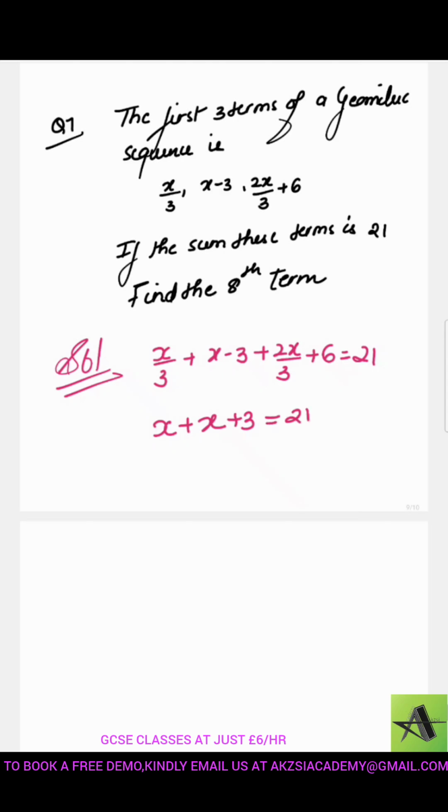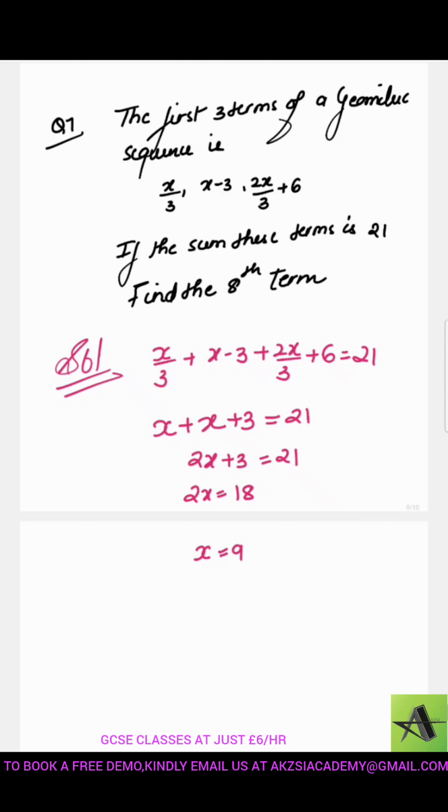This is equal to 21. So 2x plus 3 equals 21. Bringing it over, we get 2x equals 21 minus 3, which is 18. And finally, dividing both sides by 2, x is 9.